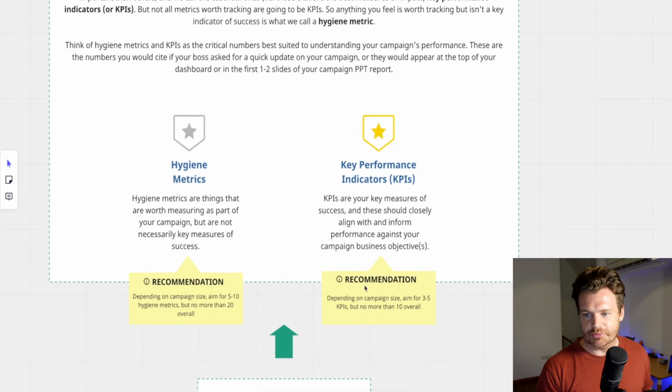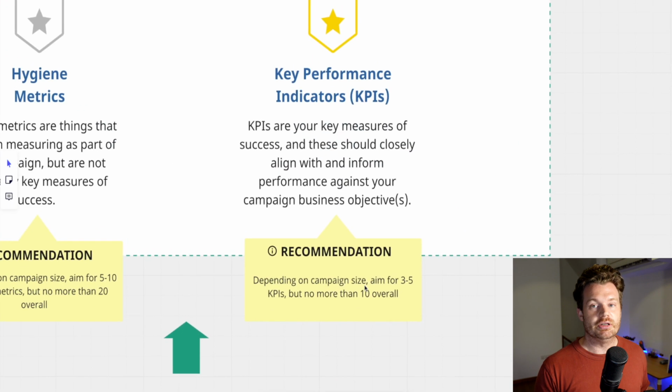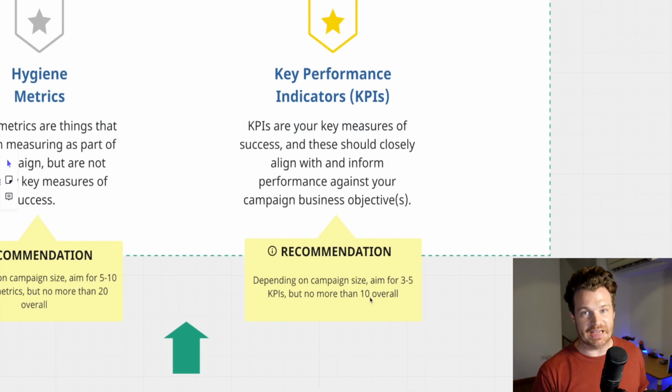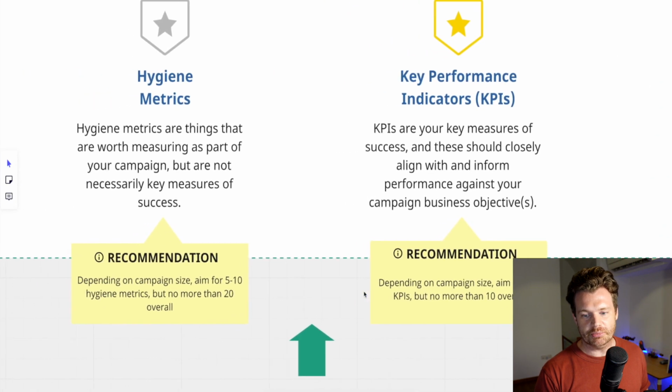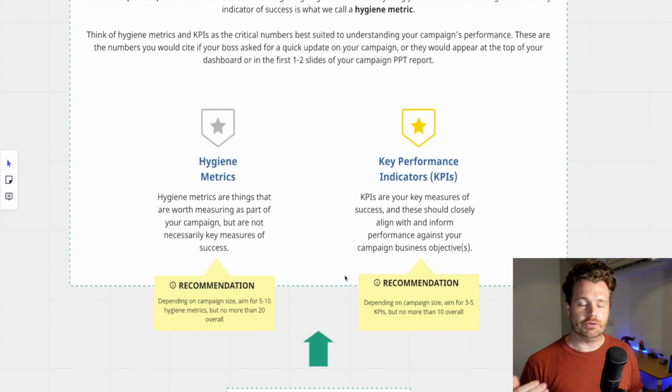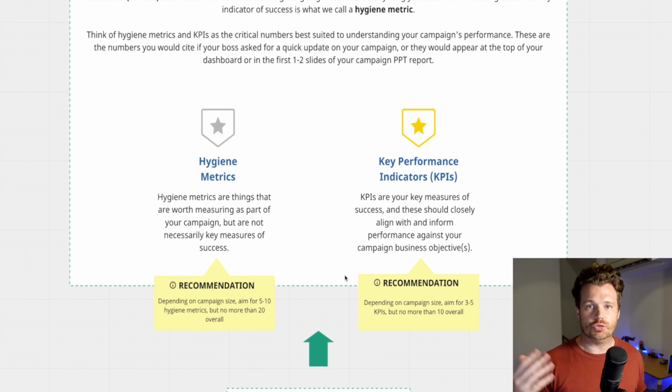And generally, when it comes to KPIs, it really, again, depends on how many channels and how big your campaign is. But I generally say aim for 3 to 5 KPIs, or if your campaign's really big with lots of channels, no more than 10 overall. And then your hygiene metrics, aim for 5 to 10, but no more than 20. Between your hygiene metrics and your KPIs, you could have between 8 and 20 metrics that you're reporting on. This does not mean these are the only metrics you'll ever report on. You could have this big reporter dashboard where you'll have lots of other metrics. These are the important ones.